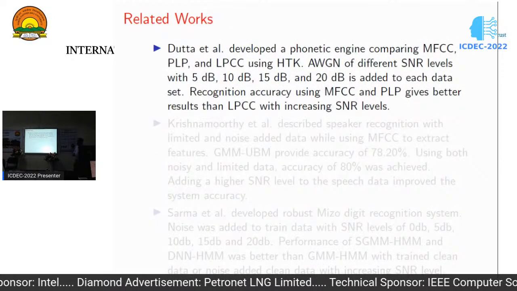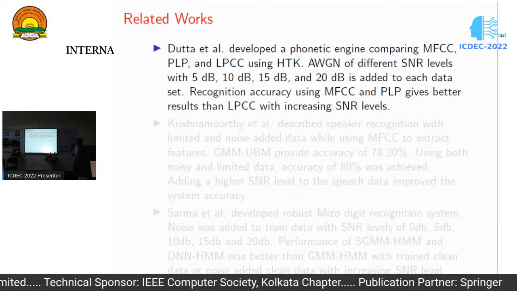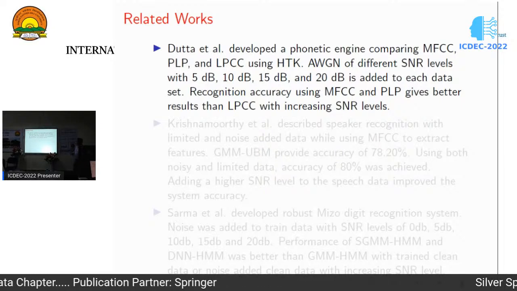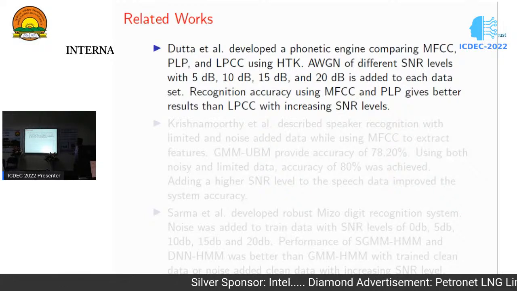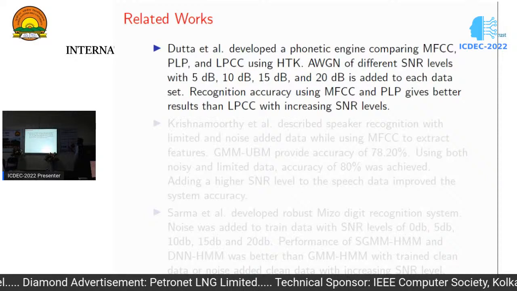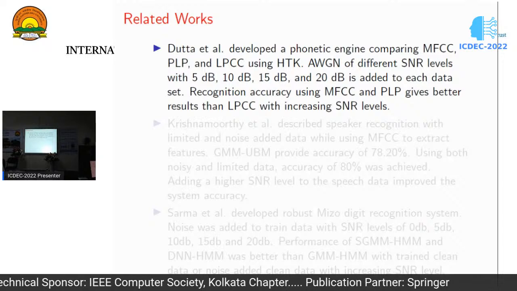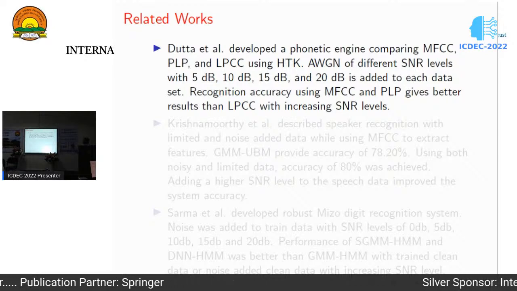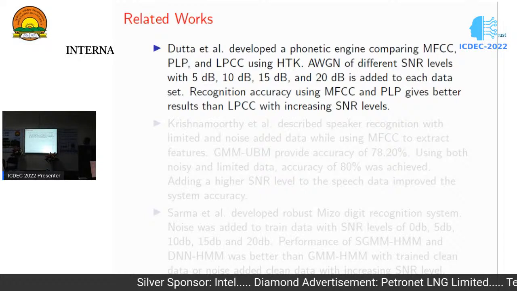Next we have the related works. There have been a few related works done by researchers in different languages, different databases, and different types of tools, and they have some results by employing this addition of noise. The first, Patra et al., used three features, MFCC, PLP, and LPCC, using HTK, the hidden Markov toolkit, and using the addition of noise, they found that MFCC and PLP, these two features, gave better results with increasing SNR levels.